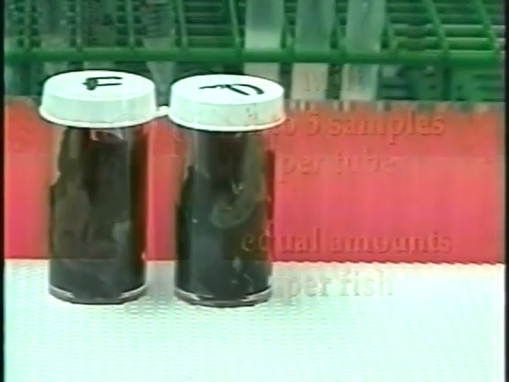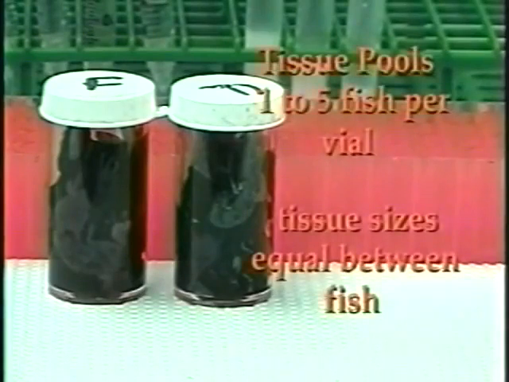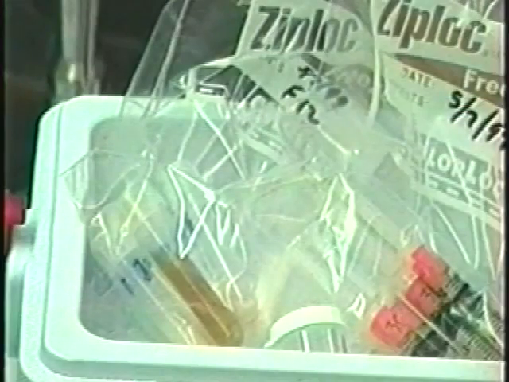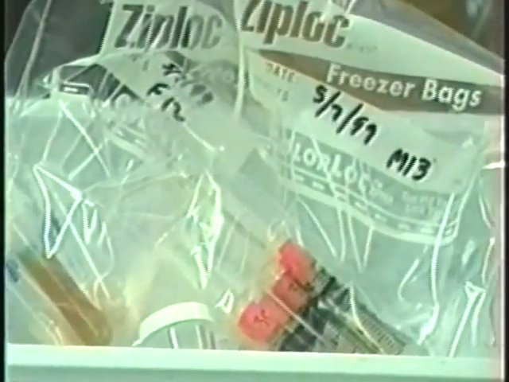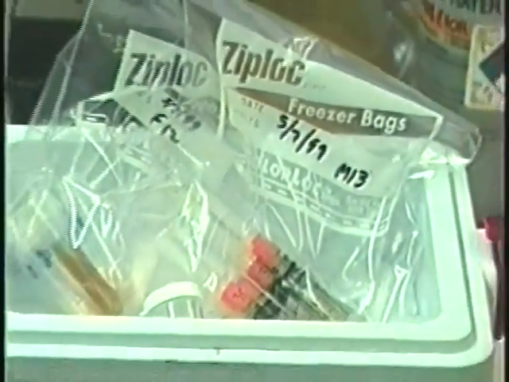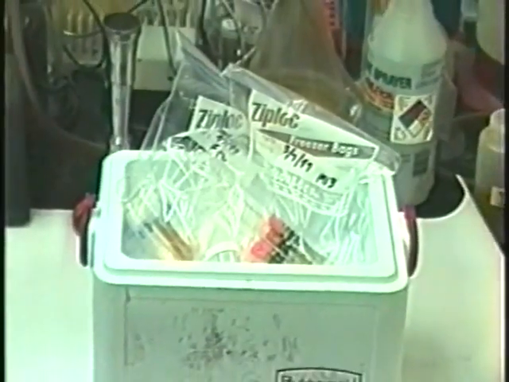When pooling samples, tissues from no more than 5 fish should be combined, and the size of tissues should be consistent between fish. Tissues and fluids should be refrigerated or held on ice, but must not be frozen. Samples should be transported to the diagnostic laboratory within 48 hours.